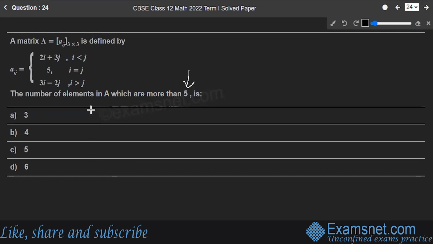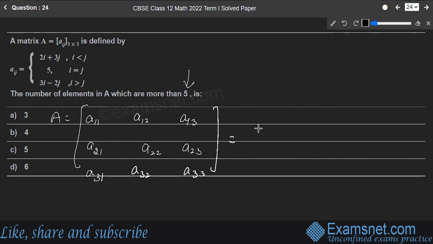You have to make the elements. First of all, the A matrix is a 3 by 3 matrix. So this is first row, first column, first row, second column, first row, third column, second row, first column, second row, second column, second row, third column, then third row, first column, third row, second column, and third row, third column. See, when i is equal to j, this is 5. So first of all, this is 5, this is 5, and this is 5. Then when i is less than j, it is these three positions. So these are the three in which i is less than j.